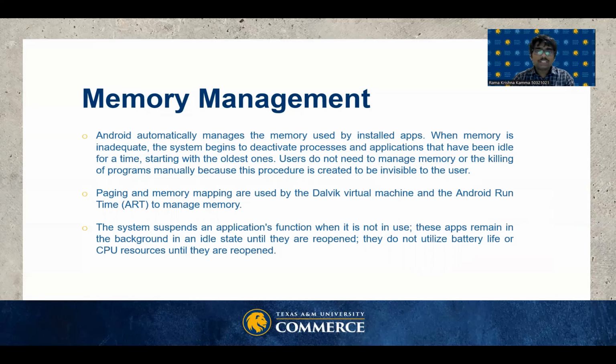If there is no activity, the system begins to detect processes and applications that have been idle for a long time. That means if we are not using the apps for a long time, it will be turned off for the users. The system suspends the application functions when it is not in use. That is well discussed: idle states are reopened, so they do not use battery life, and we improve CPU utilization also.